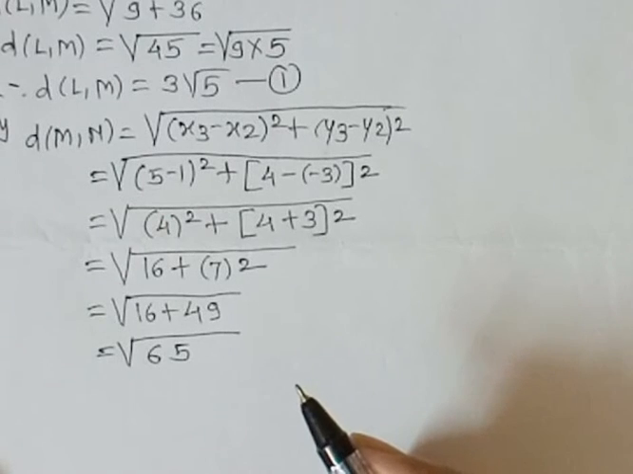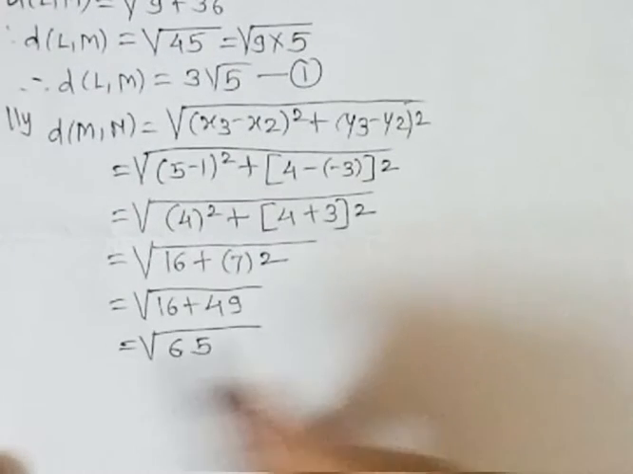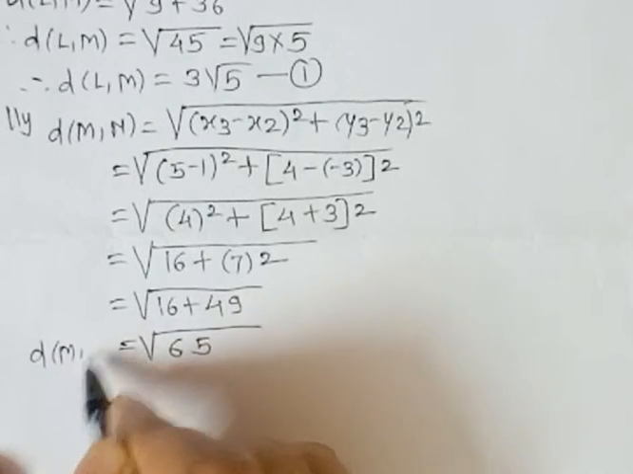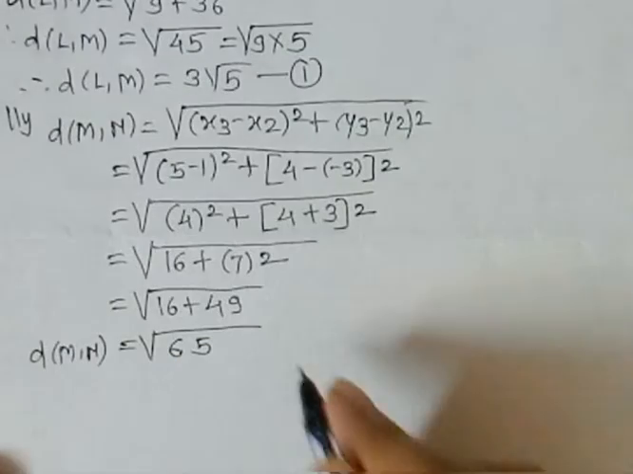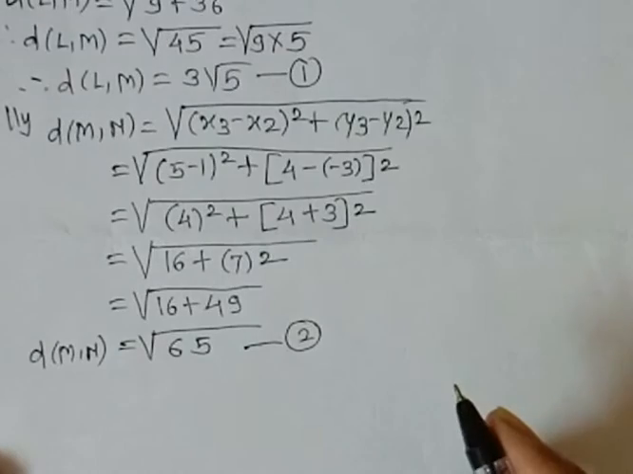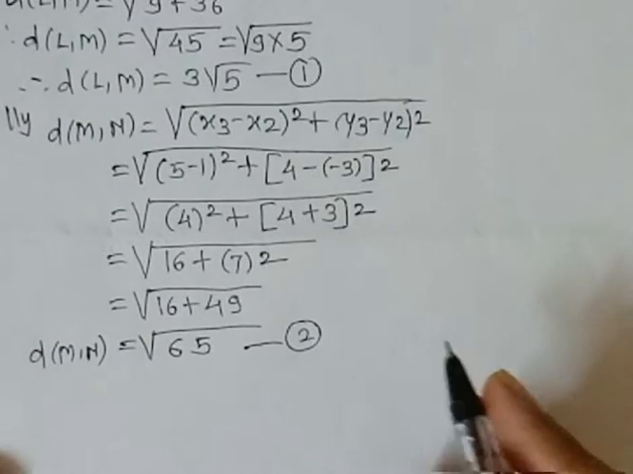Okay, that is your distance MN. This is equation number 2. Then we have to find out distance LN.